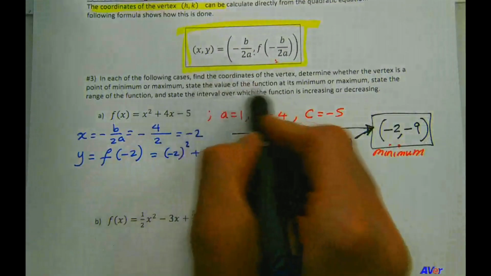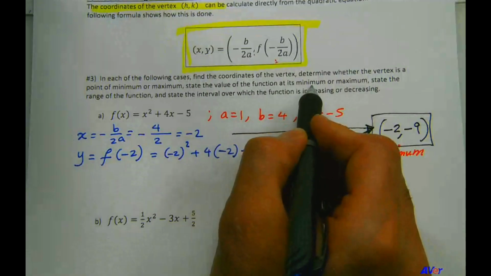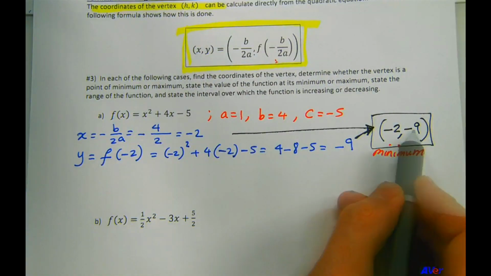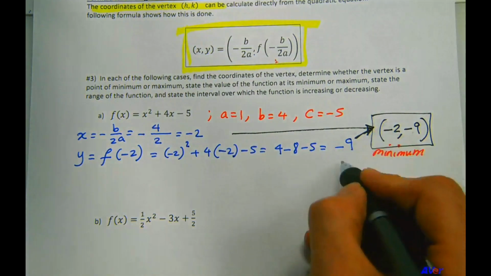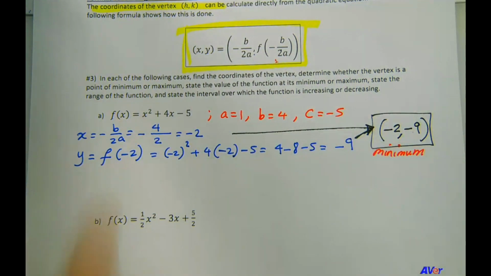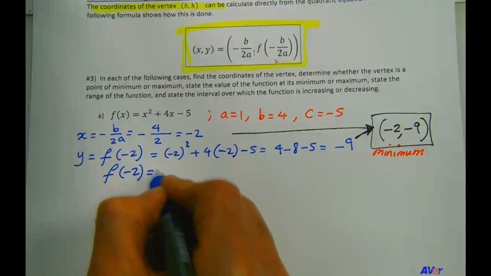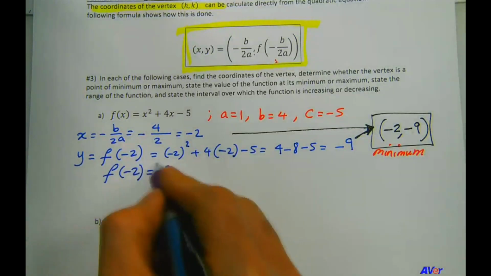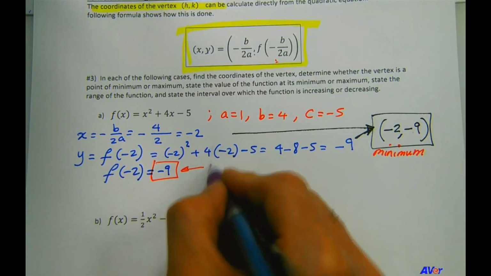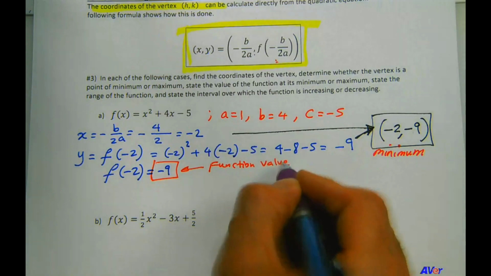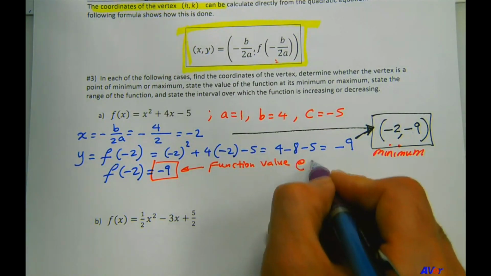And state the value of the function at its minimum or maximum. The value of the function at minimum is -9. We already know that, which is, I guess they're asking to summarize that. So we can easily write the value of the function at -2 is equal to -9. And I will box that, function value, or value of the function at minimum.